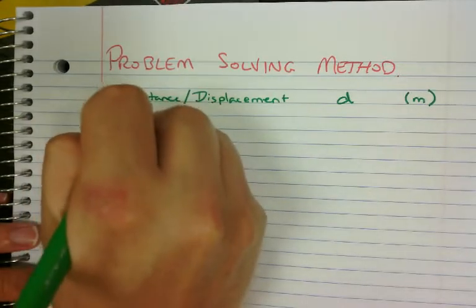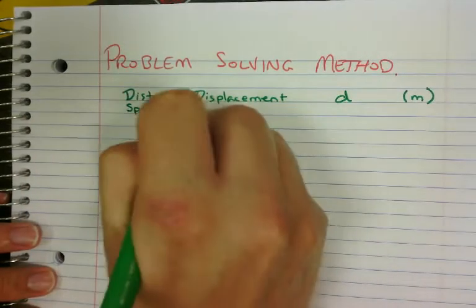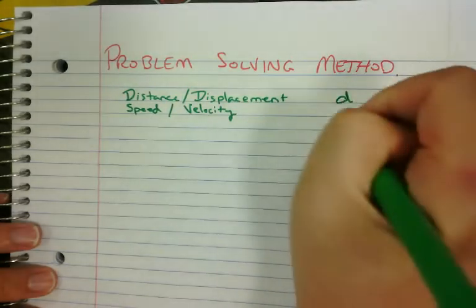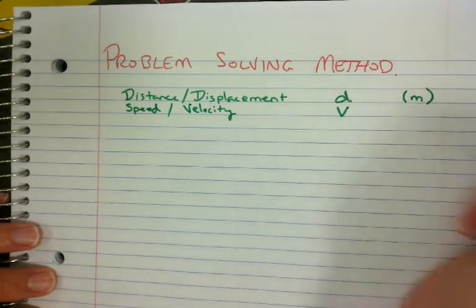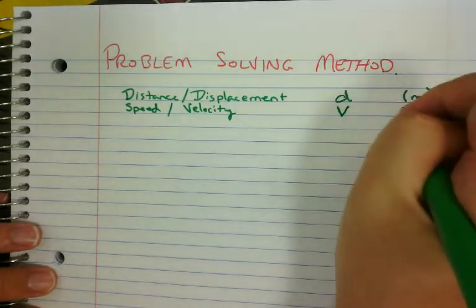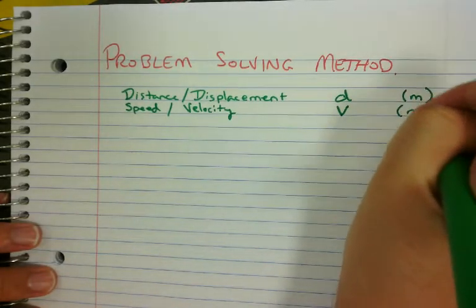The next pair of concepts we talked about were speed and velocity. Again, speed is the scalar, velocity is a vector and includes direction. But for both of those, we're going to use the symbol v. We're going to use the symbol v even when we're talking about speed. And we are always going to make those measurements in meters per second.